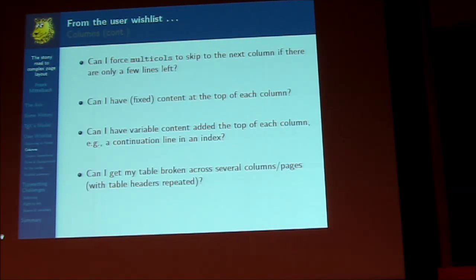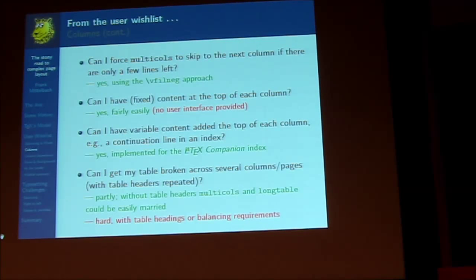So, more columns. Can you skip to the next column if there are only a few lines left? Can I have fixed column text on top? Can I have variable content on top, which is a variation of that idea, like continuation lines of an index? And can I have a table broken across several pages or columns, which is an interesting thing, that a table goes through columns? It seems that several people have that as a requirement. So here it looks a little bit better. These things can all be provided, except the last is not so easy.